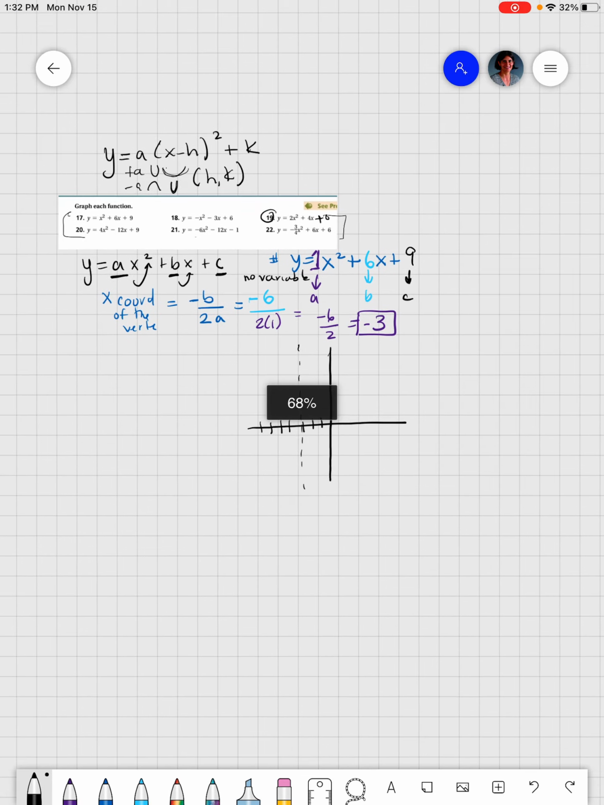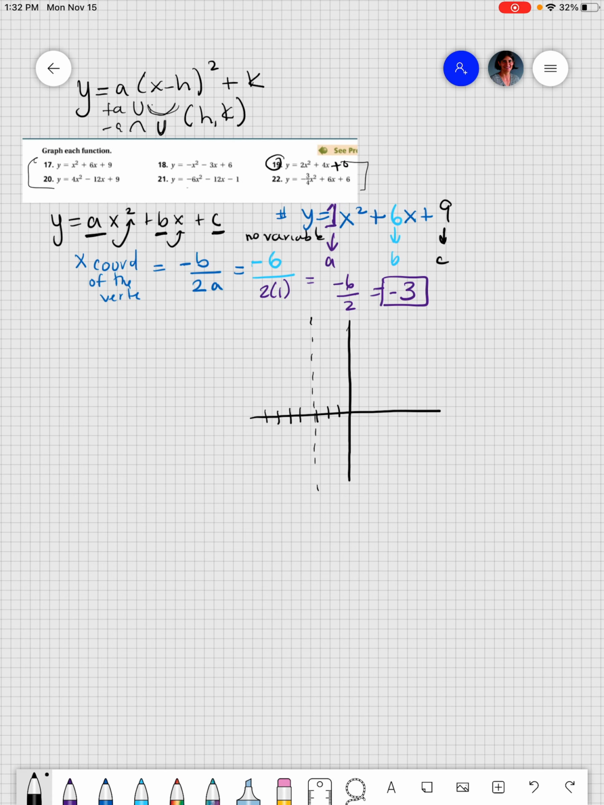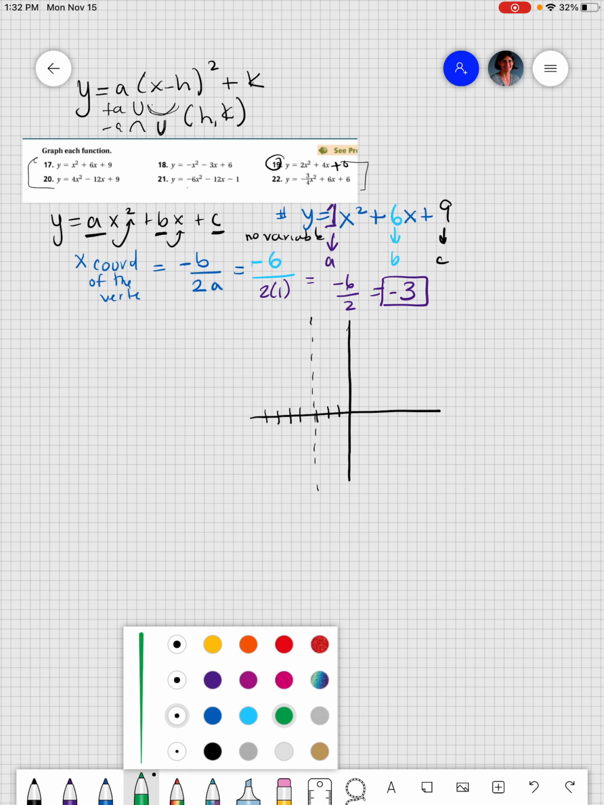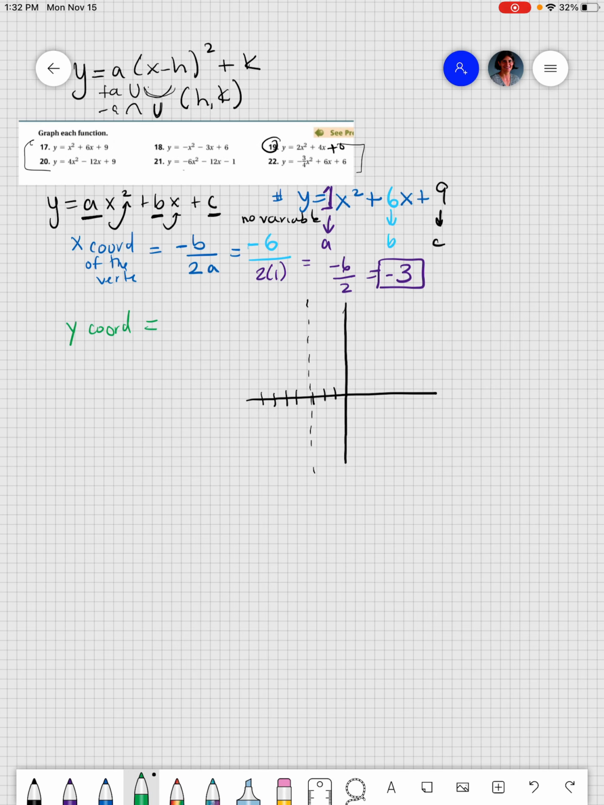So how do we find out the y value? Sorry, my screen just messed up. How do we find the y value? Well, to find the y-coordinate, maybe we can get green or something here. We need to take that value of x and put it in our function. So 1 times negative 3 squared. I'm just taking this function right here and plugging it in, putting negative 3 into those spots and finding out what y is. Plus 6 times negative 3, plus 9. Negative 3 squared is 9, and 9 times 1 is 9.